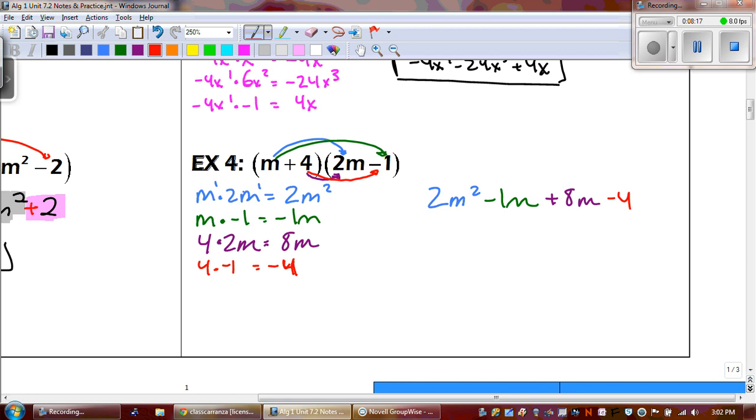Now, we're not done because we need to combine our like terms. Okay? So when we combine our like terms, we still have 2m squared. Negative 1 plus 8 is positive 7m, minus 4.